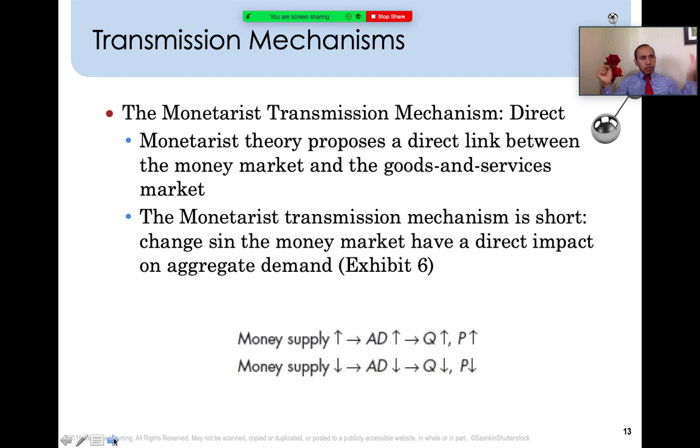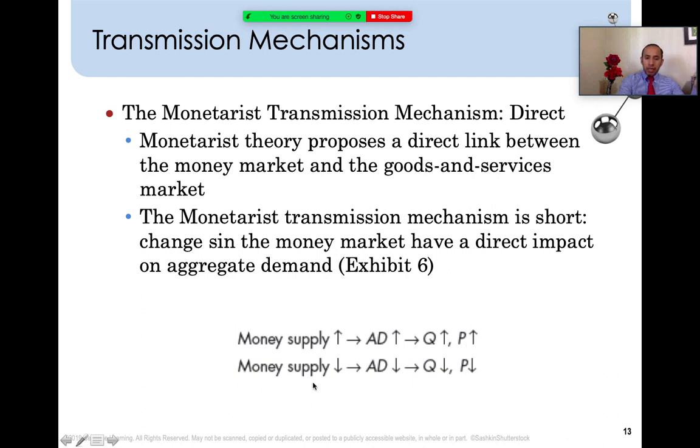The monetarists believe that when the money supply changes, it is going to have a direct impact on the aggregate demand right away. Nothing in between, just right away. So an increase in the money supply in the money market is going to directly increase aggregate demand. And when aggregate demand increases, the gross domestic output increases, and also the price level. This is important. This is one of the main distinctions. The price level is going to increase.